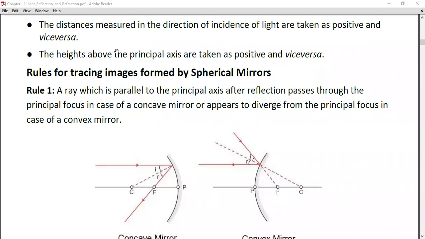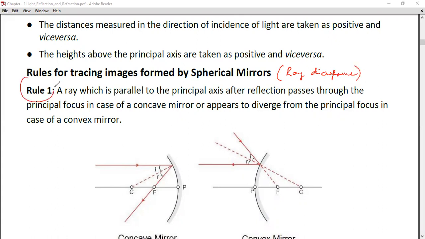Hi students, in this session we are going to focus on rules for tracing images formed by spherical mirrors. Otherwise, guys, we can also call this the rules for drawing a ray diagram in the process of image tracing, right? For spherical mirrors, meaning convex and concave mirror.